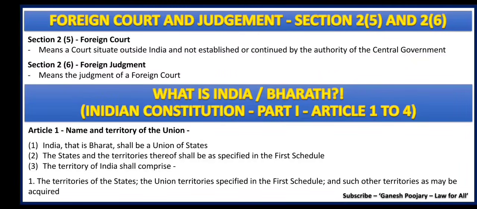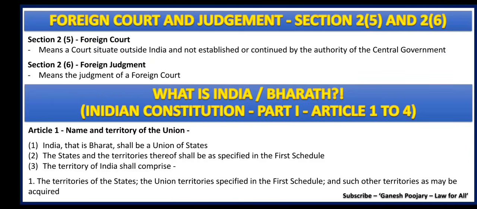Let us start the discussion with the definitions which are available under section 2 clause 5 and clause 6. Section 2 clause 5 defines what is a foreign court. It says foreign court means a court situated outside India and not established or continued by the authority of the central government. 1. It is situated outside India. 2. It may be situated outside India but not continued or established by the central government of India. Both of those types of courts are foreign courts.